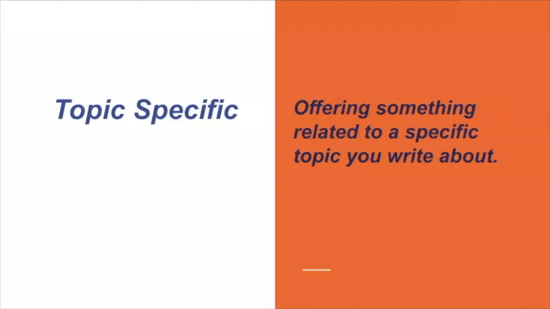Then there's topic-specific offers. So this is offering something related to a specific topic that you write about. And how is this different from categories? I sort of think about this as being almost like subcategories. So it's just more specific to the topics that you might write about. So let's say you write about fitness, and one of your favorite topics under fitness to write about is kettlebell exercises. And so kettlebell exercises might be the topic that you make your freebie based on, plus the product that you upsell people would be based on kettlebells. So it's just more specific.